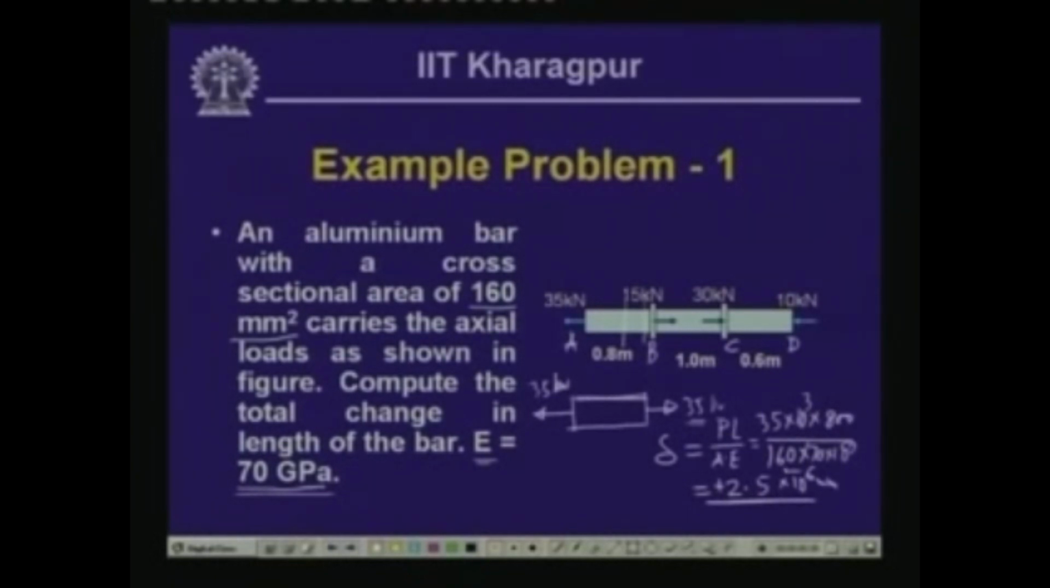Now, let us look into the free body at this particular segment. Just after the application of this force, if we cut the bar, then we have a forcing system something like this. Here we have 35 kilonewton. At this point, we have 15 kilonewton. Now, 15 kilonewton is acting in the positive x direction, 35 kilonewton is acting in the negative x direction. So, the balance is 20 kilonewton on this side. So, to make this part in equilibrium, we have to have 20 kilonewton acting on this side. So, this will make this particular free body in equilibrium.